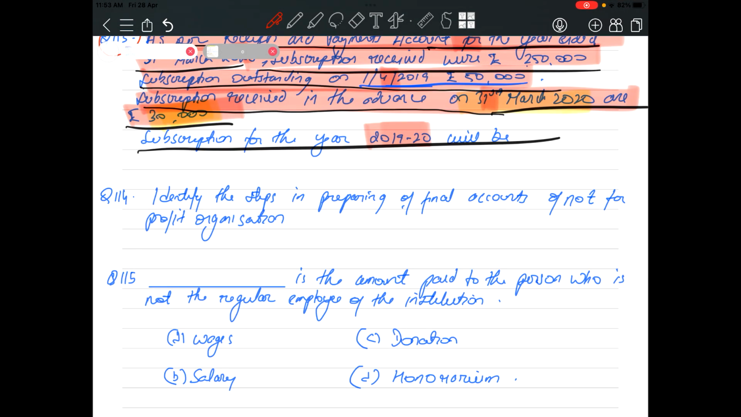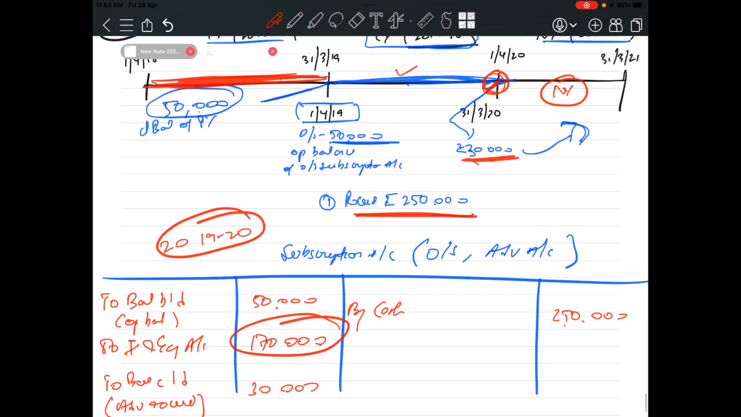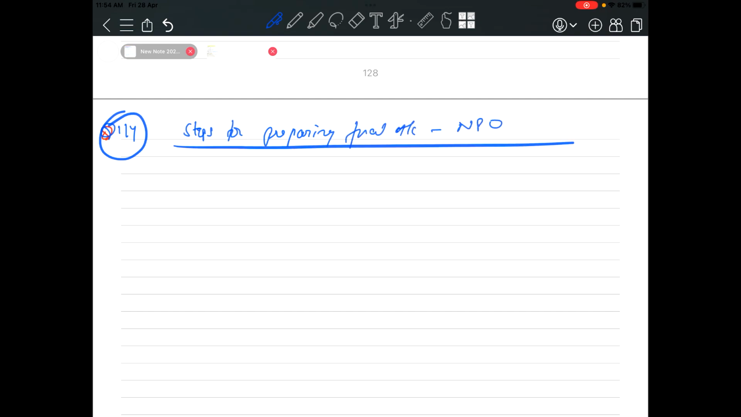Now let's move to question number 114. What is question number 114 saying? Identify the steps in preparing final accounts of a not-for-profit organization. You have to write this. Basically it means what are the steps which we will follow in preparing the final account of a not-for-profit organization. You write down steps for preparing final account of an NPO.